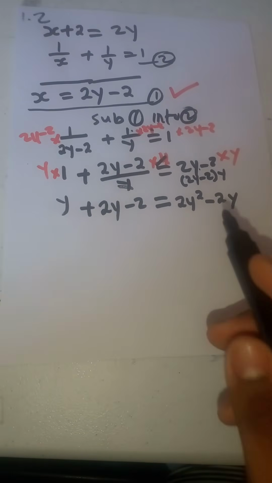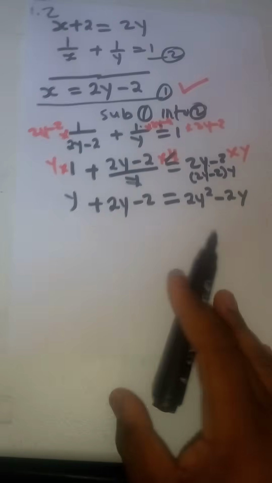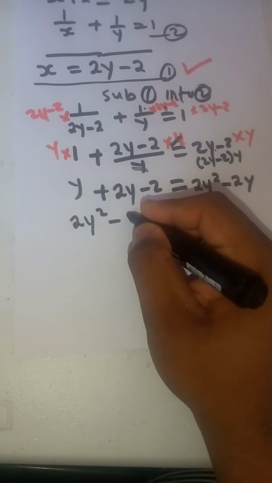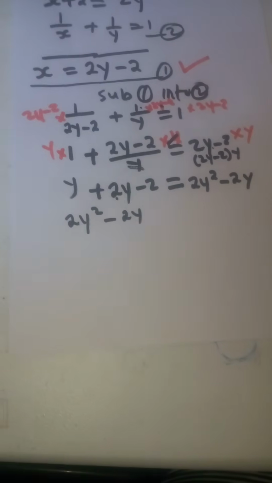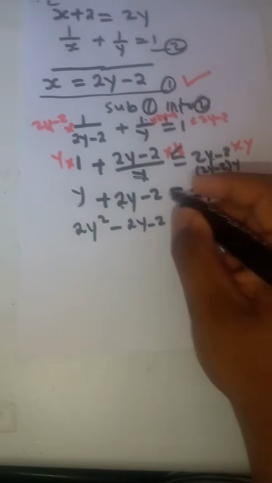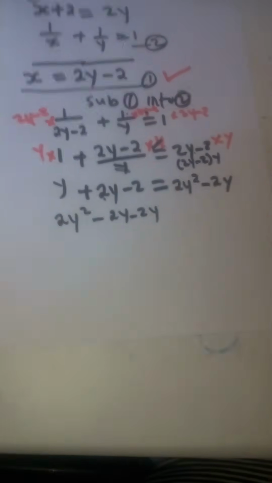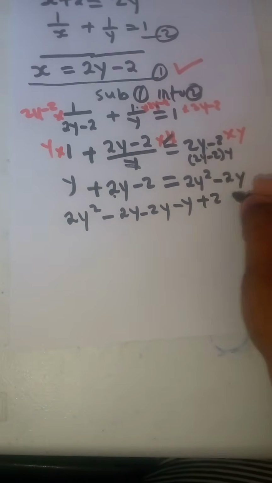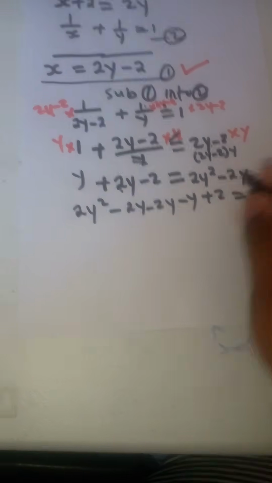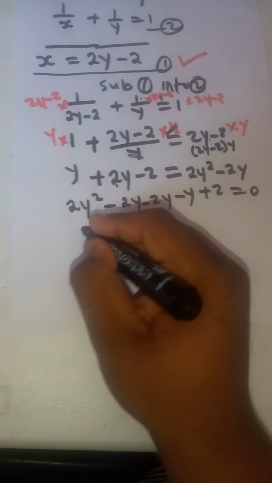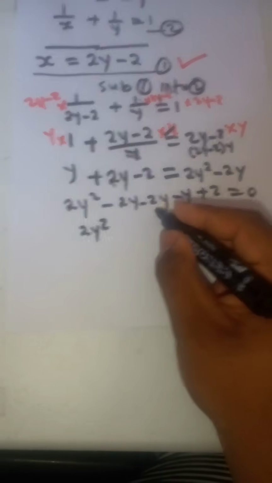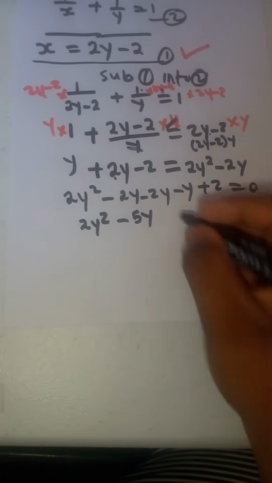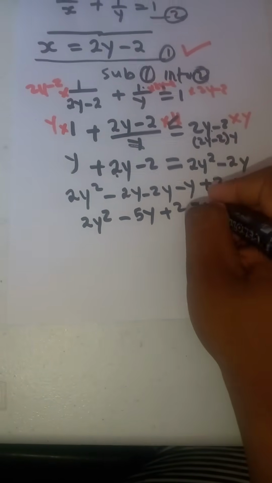But I'm simply going to make this one the same as that one in the first question. So it is going to be what? 2y squared minus 2y. This one goes to the other side: 2y. Same to this one, minus y. This one plus 2 is equal to 0. So now let's group: 2y squared minus 2y minus y is the same as minus 5y, and then plus 2 is equal to 0.